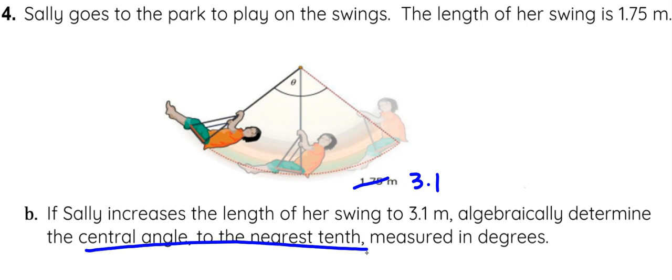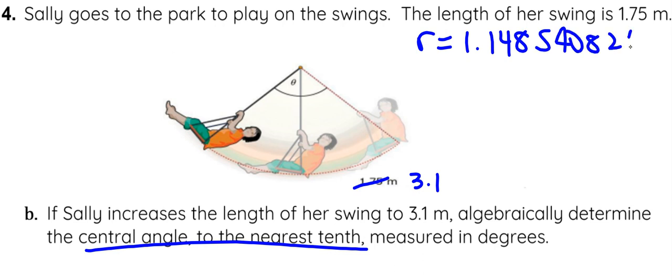Now, in our last example, we already calculated the radius. So let's go back to that. The radius we already determined, and I'm going to use my unrounded version. So the length of the swing or the chain on the swing, the radius, was 1.14854086. That's not changing.